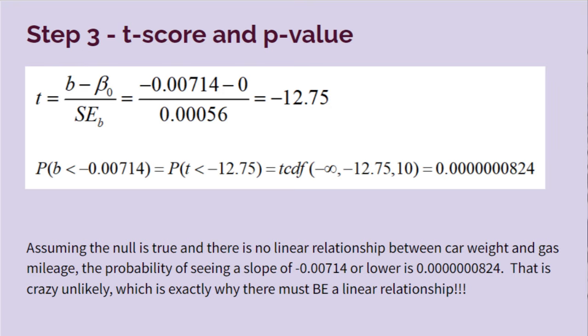So now we're going to find our p-value. Our p-value is the probability that any other sample slope b is less than or more extreme than ours. Ours was a negative slope, so or more extreme would be even more negative. That's going to be the probability that a t-score is less than negative 12.75 in a t-model with 10 degrees of freedom. So when we get that p-value using tcdf, we're going to start at negative 99. We're going to go to an upper value of negative 12.75, and then we're going to have 10 degrees of freedom, and we get a very low p-value of 0.000000824.